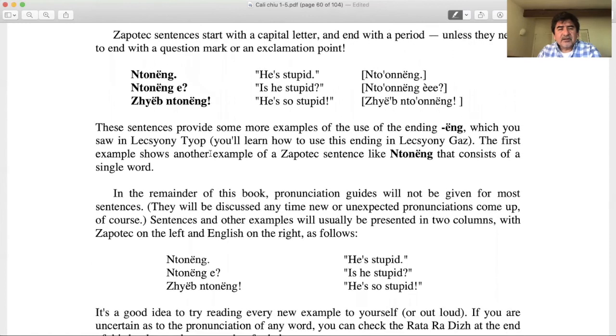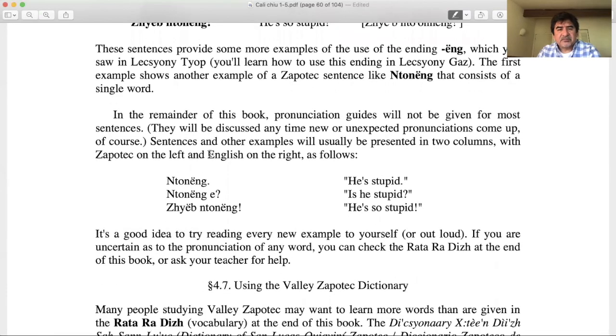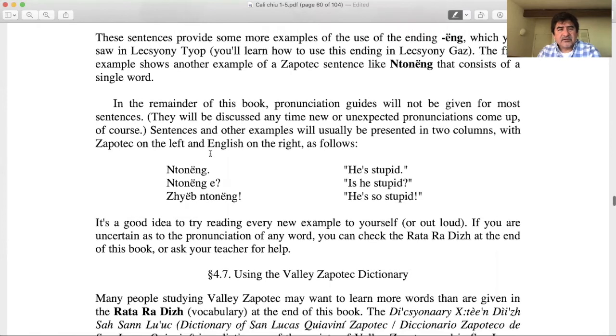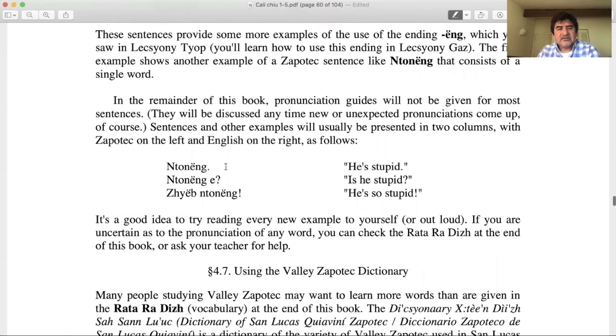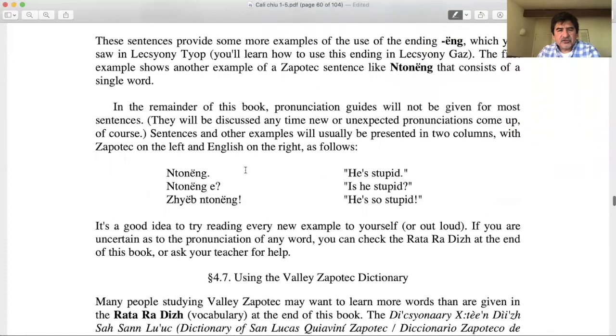So hopefully, as you guys start becoming aware of the rules, you'll be able to write basic sentences. Like here, it's a sentence, he's stupid, tonang, right? So capital letter, period. A question mark, tonang, eh? Is he stupid? Or, exclamation mark. Shiban tonang, he is so stupid. So following those rules here. So I think that should do it for now.